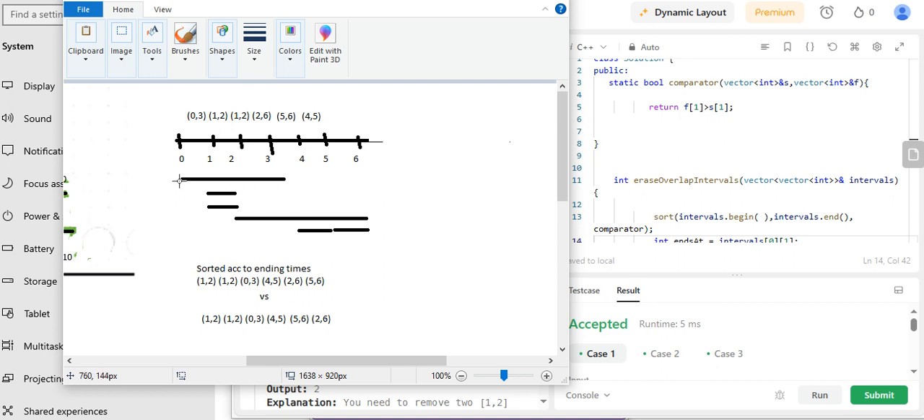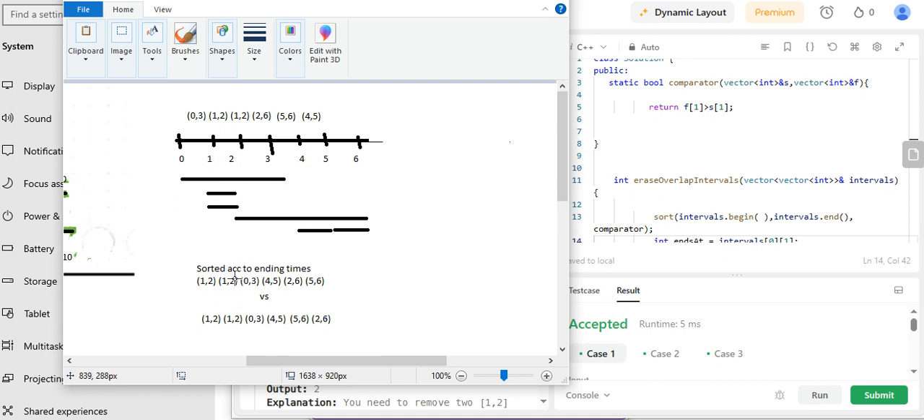See, if I have 0 to 3, what would happen? Firstly, I have 1 to 2. So let's say 1 to 2. Next, I take the first one that I have in the list. I take that by default as my answer. So 1 to 2 is already a part of my answer. Next, I see that okay, I encounter another 1 to 2.